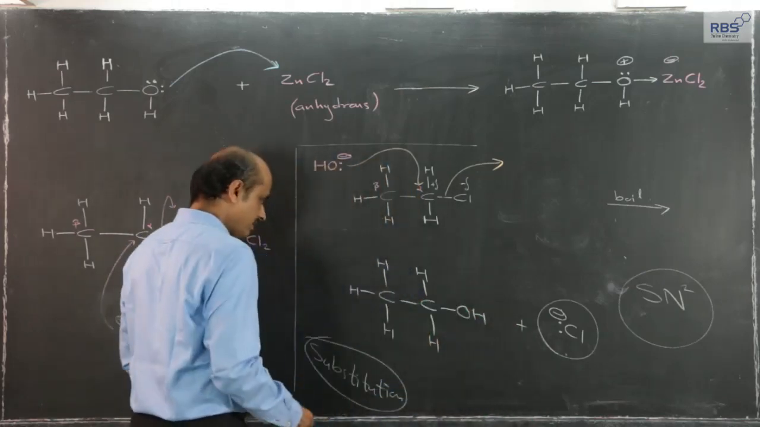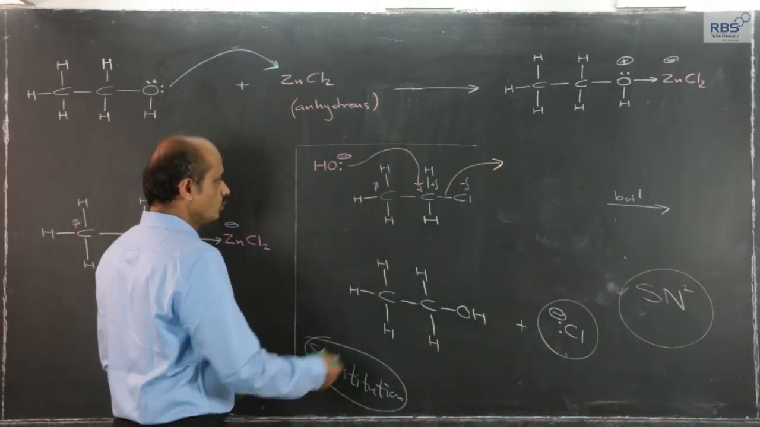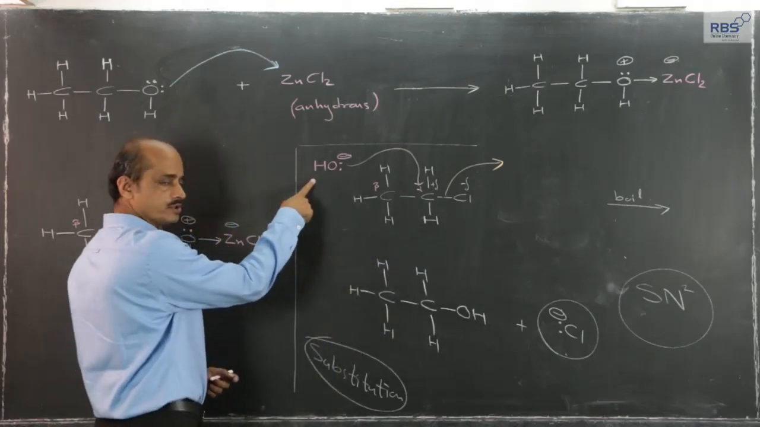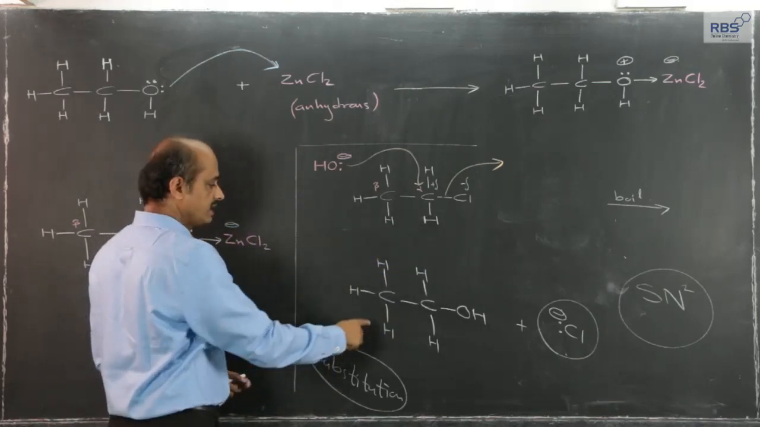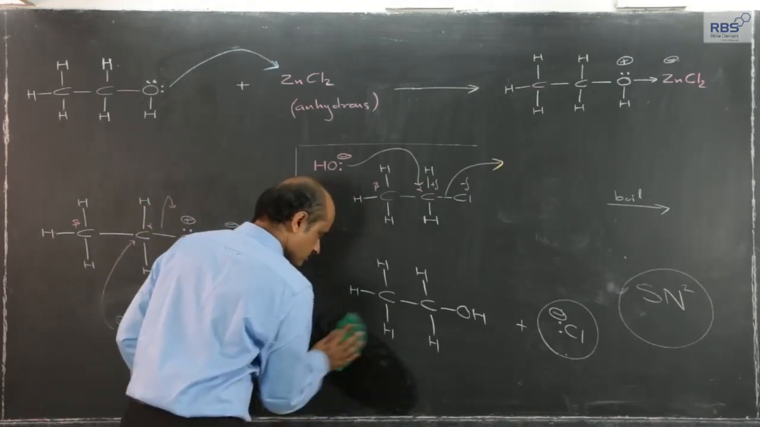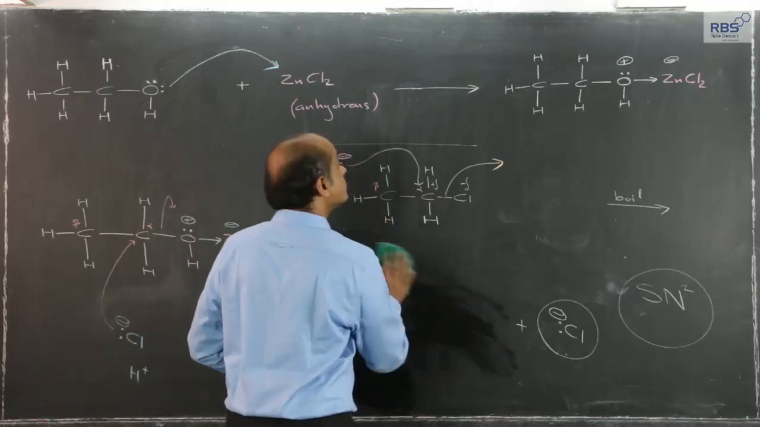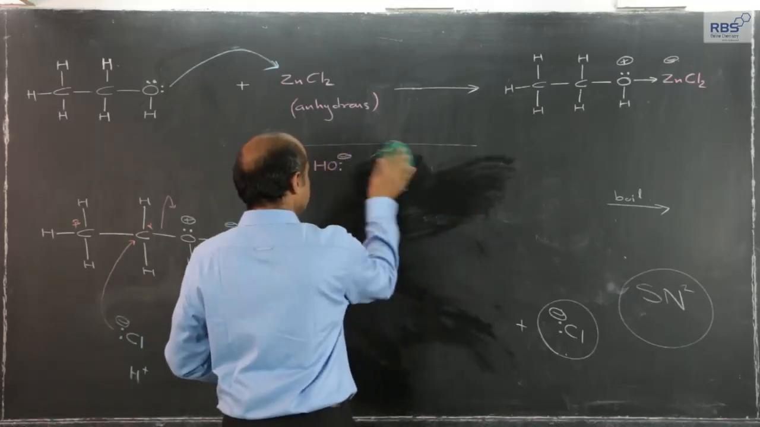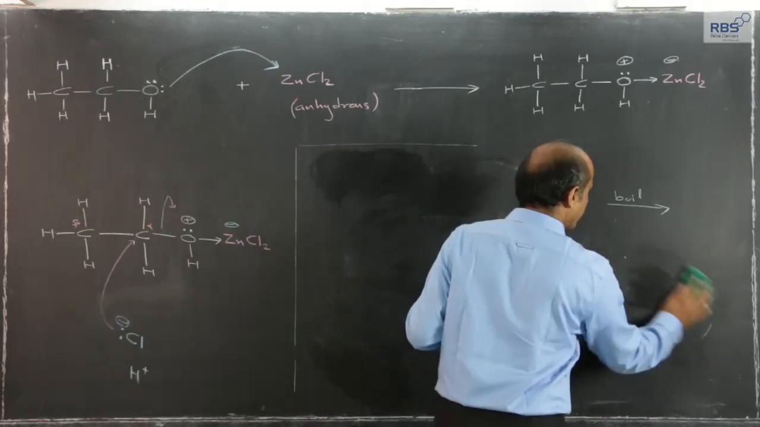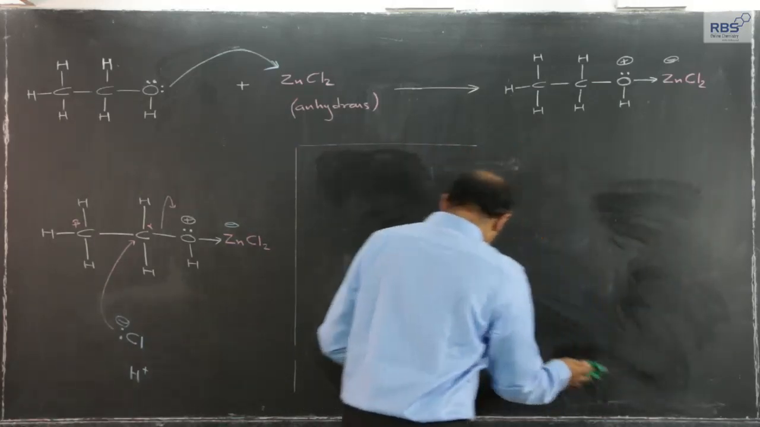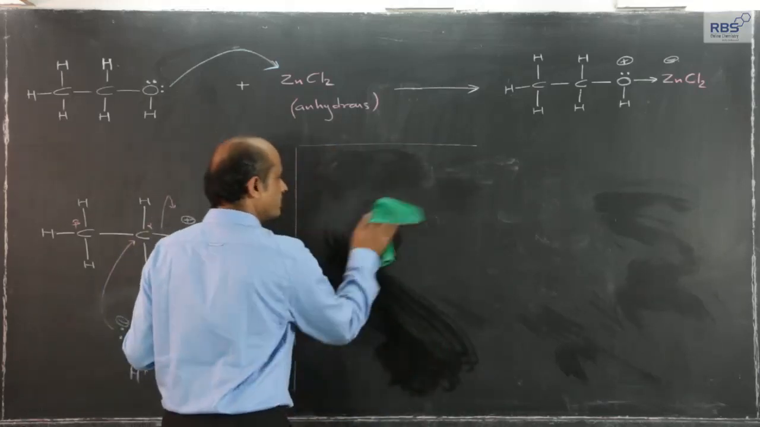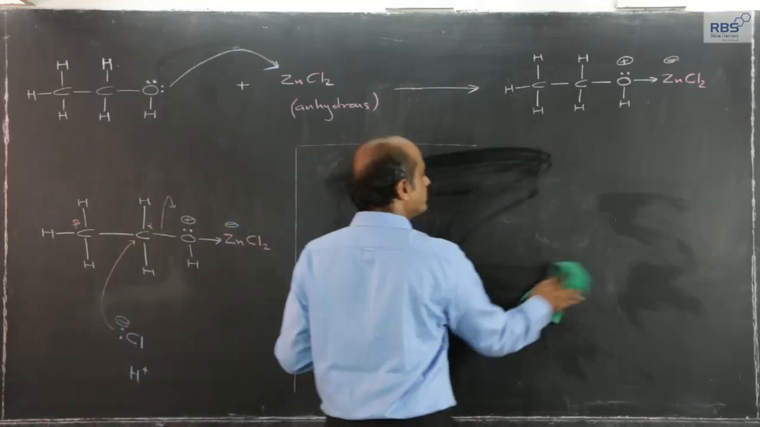Now, my point is, the main reaction is, by using ethyl chloride with KOH, OH minus ion from KOH, I get ethyl alcohol. As it was written earlier, by using ethyl chloride, action of aqueous solution of KOH, it was possible for me to produce ethyl alcohol from ethyl chloride.